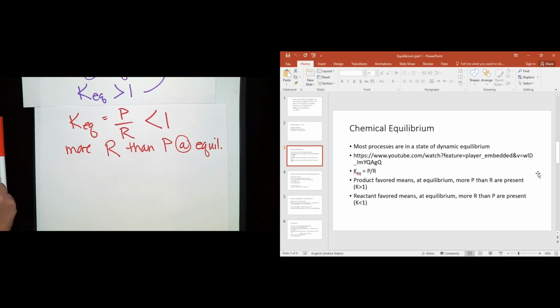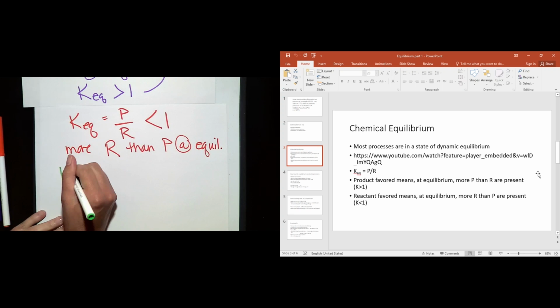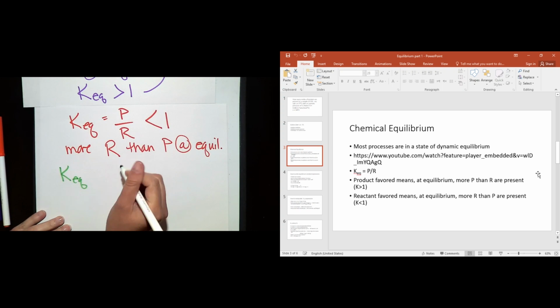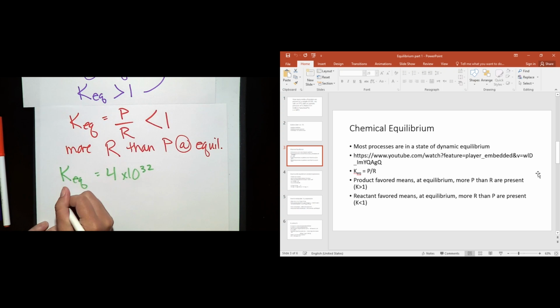So really quick, we're going to summarize with, let's say we have a K value for some reaction and it equals 4 times 10 to the 32nd. Is that going to be product favored or reactant favored? Think about it for a sec. What if we have another example? What if we have 2.5 times 10 to the negative 6? And equilibrium constants are unitless. Which one of these is product favored and which one is reactant favored?